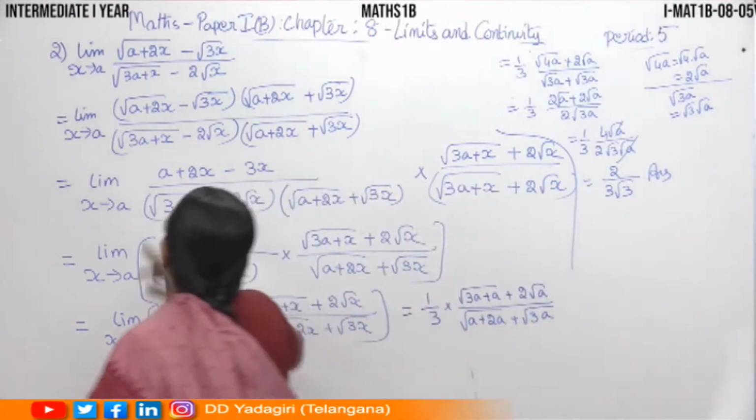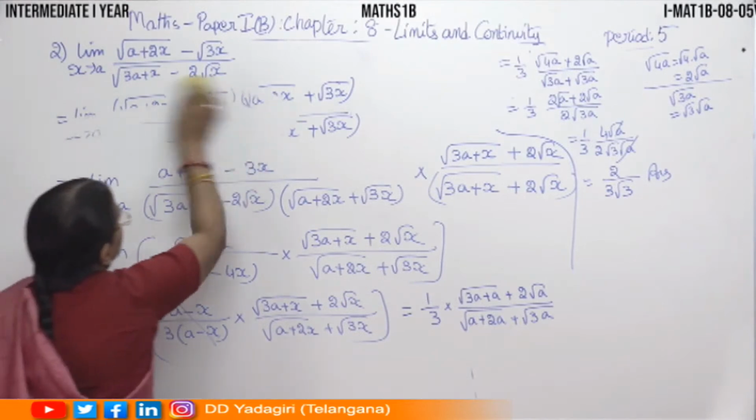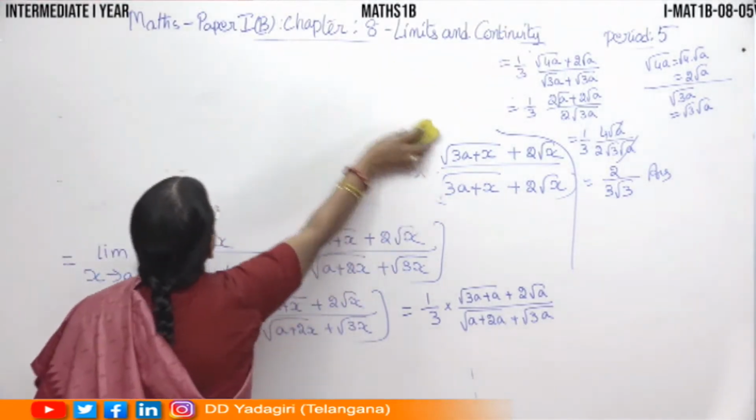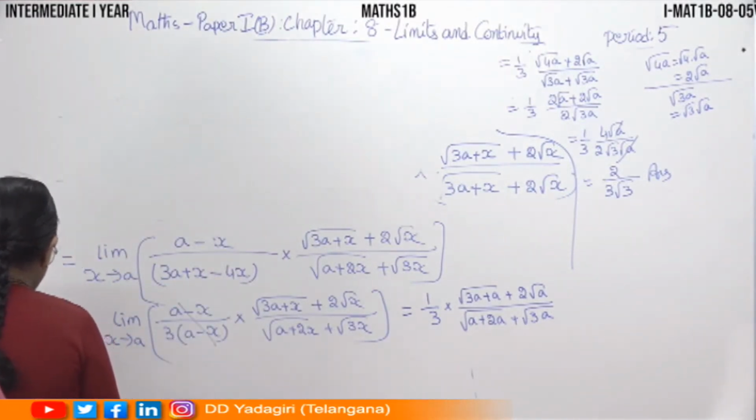So rationalize both numerator and denominator. You can easily understand. The next problem, third problem. Again, this is very lengthy. All these are very, very important. Okay, next, third problem.